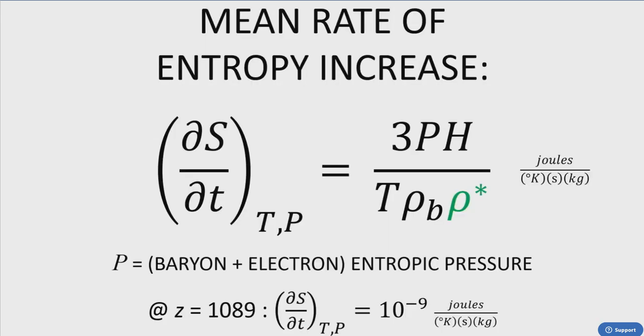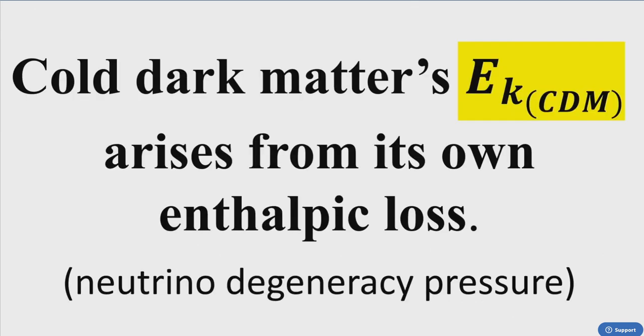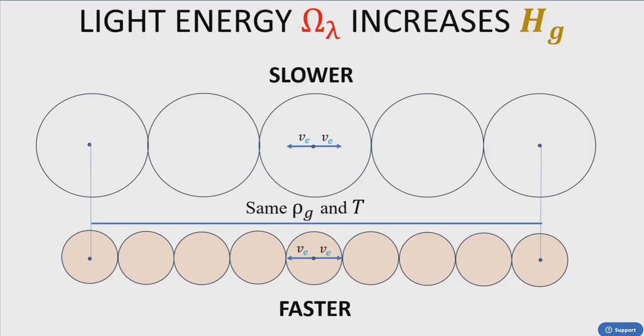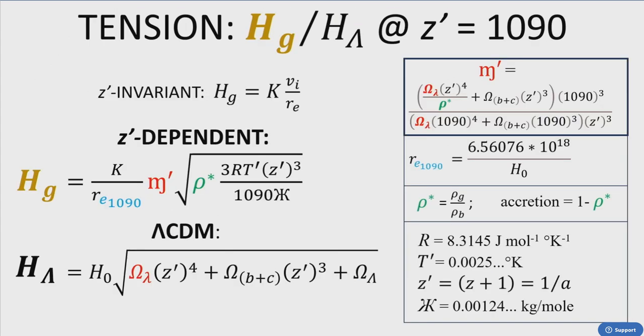Entropy increase can be calculated, and it is always greater than 0. This is important. Cold dark matter's radial kinetic energy arises from its own enthalpic loss. Now, I happen to think that it's all cryogenic neutrinos, but there's no numbers, and all I want you to think about here is maybe relaxing that restriction on lepton number conservation that underlies the insufficiency of neutrino density. Light energy shrinks the adiabatic sphere and increases the thermal Hubble parameter. Much of the Hubble tension derives from this particular light effect. And we're going to get into that now.